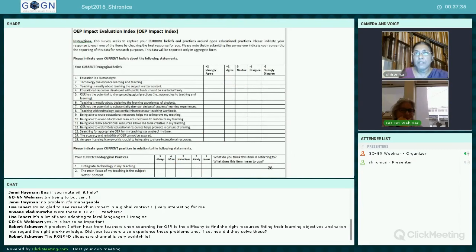Still, we have just piloted this, so I'm just introducing the instrument here. Still, the whole process is not over yet.